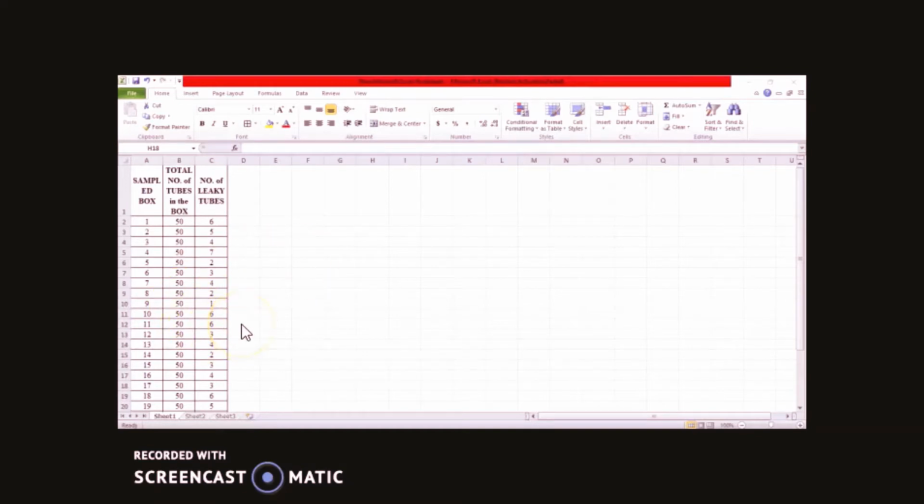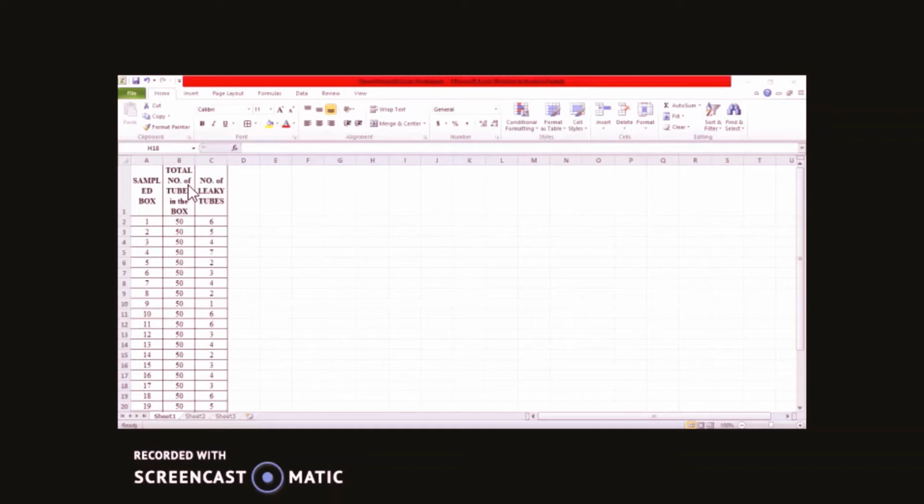In this session we will explore how to prepare a control chart for the fraction defective, that is the P chart, in this Excel spreadsheet using this specific problem which I have taken, in which we have 30 sampled boxes, and there are 50 tubes in each box, and out of those 50 tubes there are certain leaky tubes, and we have to find out here what is the fraction or the proportion of the defectives in the process.